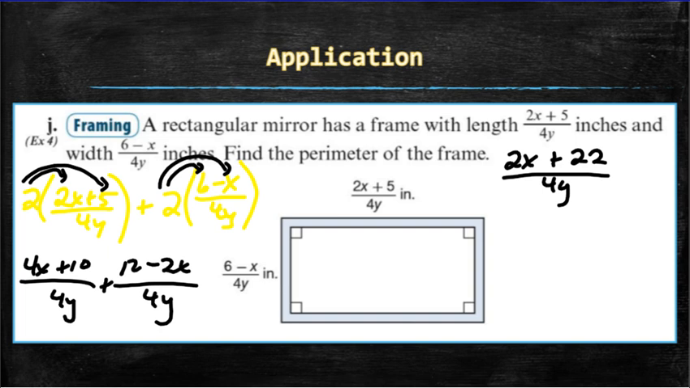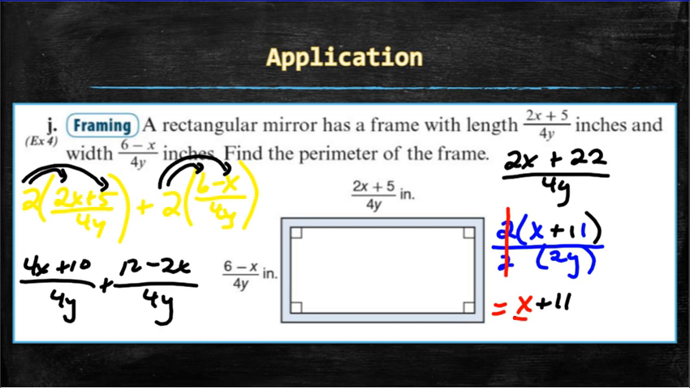Now I can simplify or factor. I can take a 2 out in the numerator. That gives me x plus 11. I can take a 2 out of the denominator. That leaves me with 2y. The 2's cancel out. So my answer would be x plus 11 divided by 2y. And this would be inches. So as our lesson today, I'm simplifying rational expressions with like denominators.